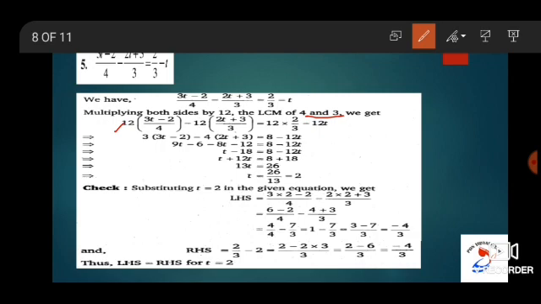3 minus 12t. That is equal to 3 into (3t - 2) minus 4 into (2t + 3) is equal to 8 minus 12t. Again, if you are going to multiply with 3, now it is 3 into 3t, that is nothing but 9t. Then it is 3 into minus 2, that is minus 6. Minus 4 into 2t, that is minus 8t. Minus 4 into plus 3, that is minus 12. That is equal to 8 minus 12t.